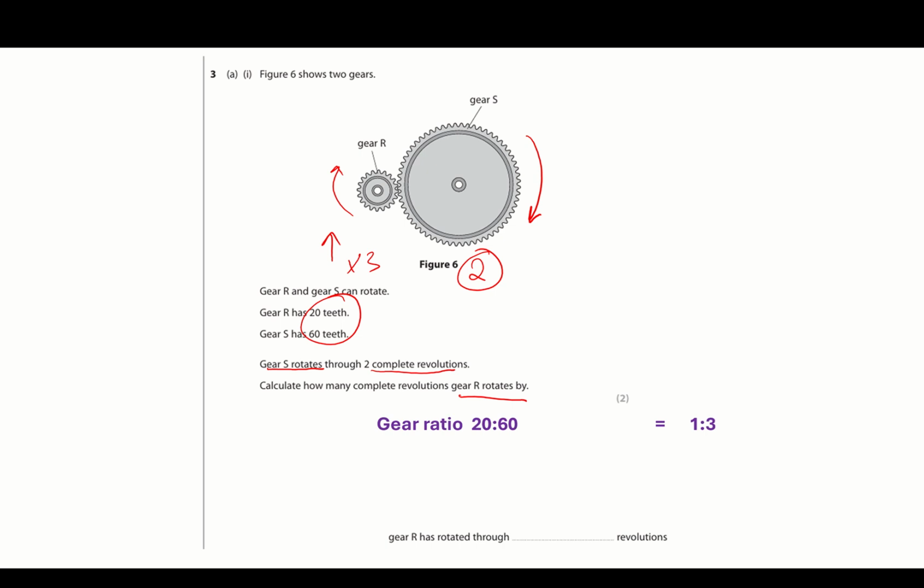So get your gear ratio, 20 to 60. Simplify it, it is 1 to 3. Gear R will turn 3 times more revolutions than S. So 2 times 3 is 6.